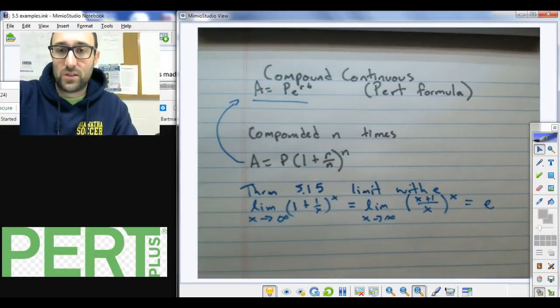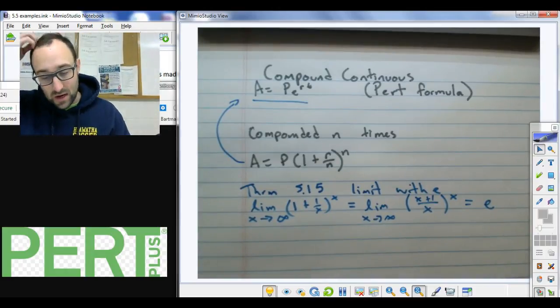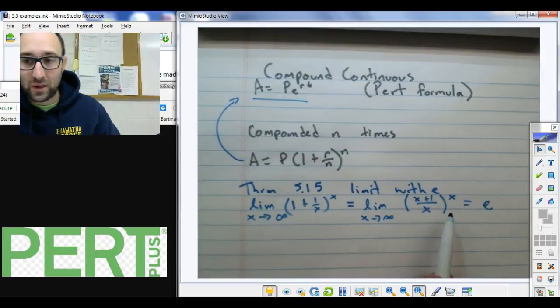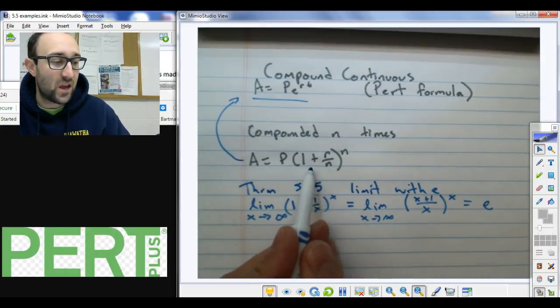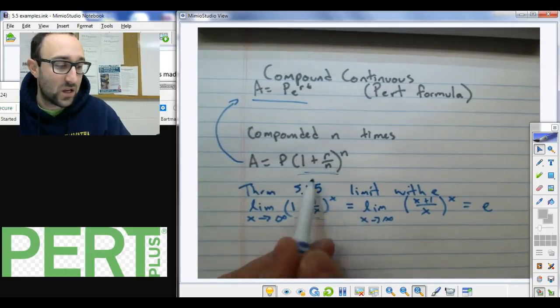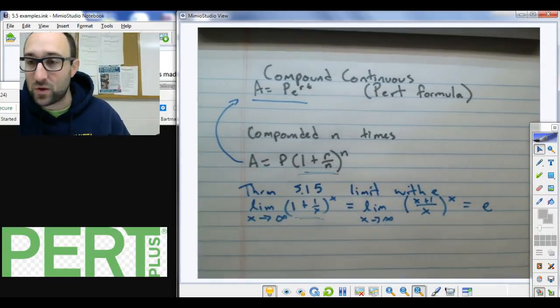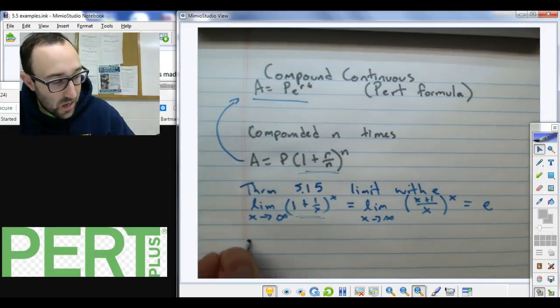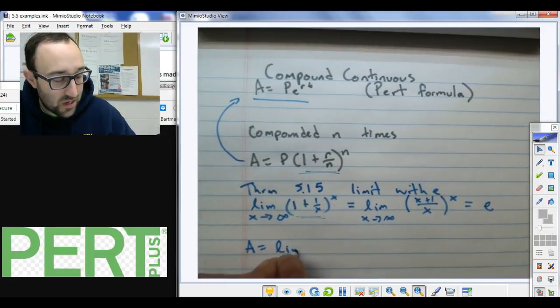All right, let's kind of change this up a little bit. There we go. Okay, that's better. Now, we're going to use this. This is going to be important because we have to kind of bridge the gap. You might even be able to say, oh, this kind of looks a lot like this. So if I can get this to look like this, I'm going to be able to substitute e in.